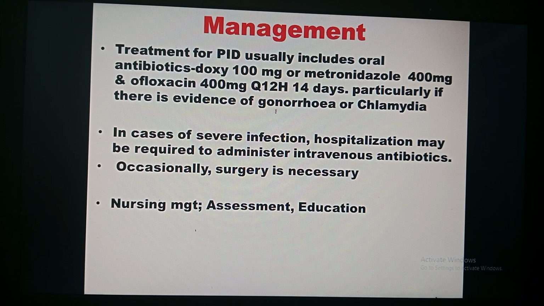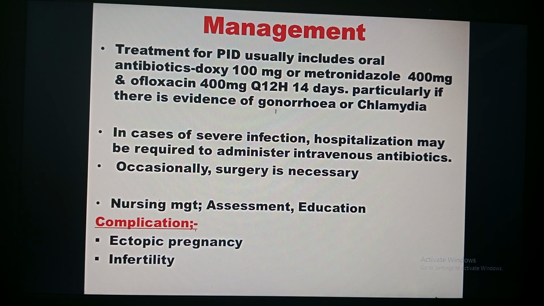If it is not diagnosed at the right time, or medications are not given or it is not treated, what happens? Complications. It may lead to ectopic pregnancy as well as infertility. Ectopic pregnancy means pregnancy may occur but away from the uterus, away from the normal place. There is no use; it may immediately require surgery to remove that product. Or infertility, which means a permanent inability to conceive.